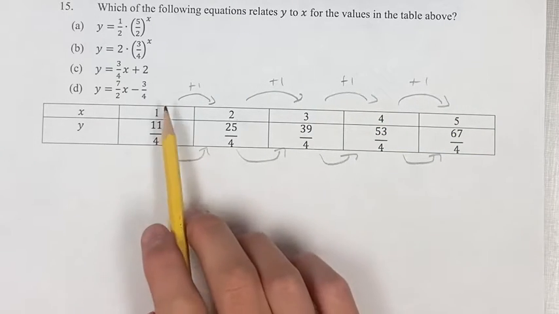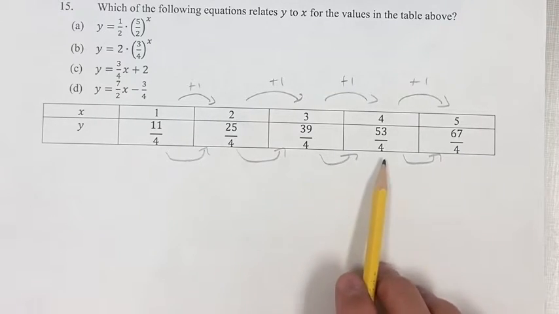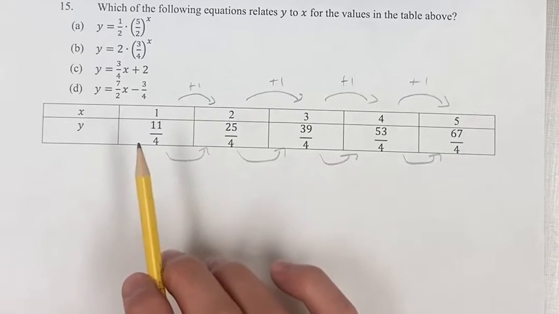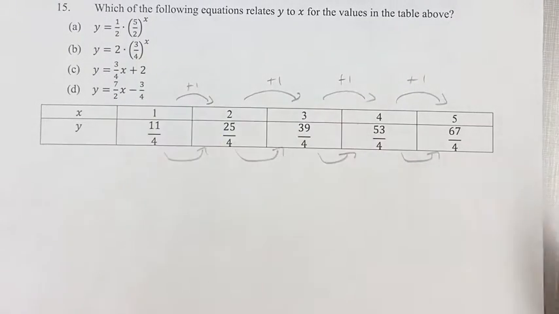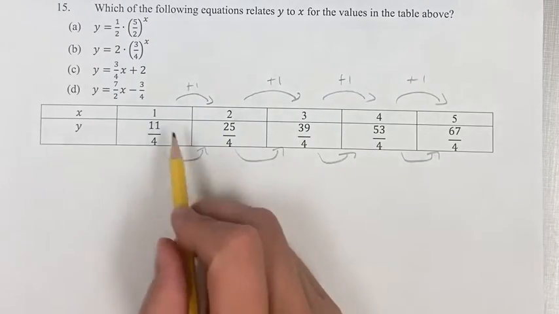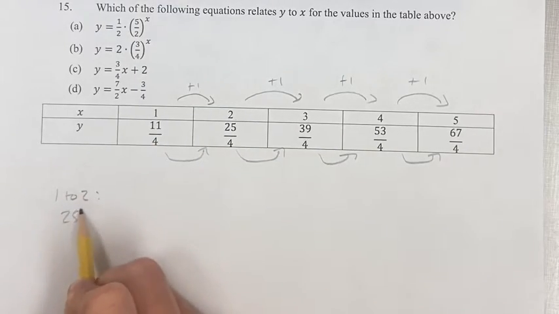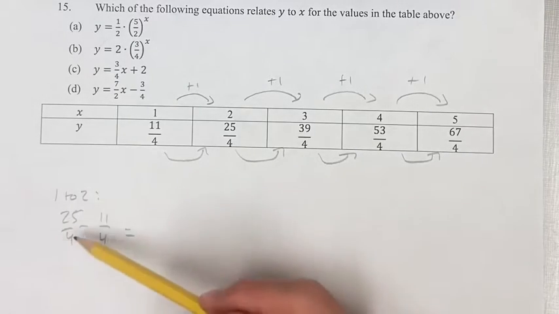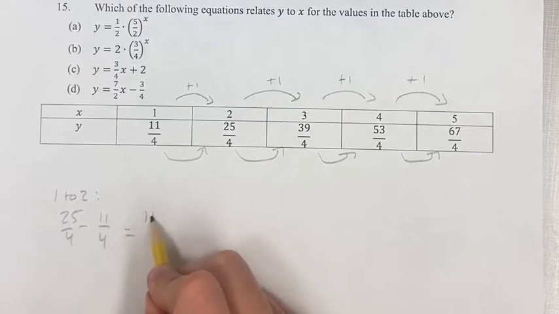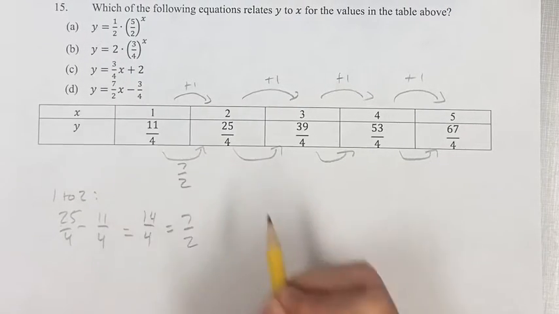So what we're doing is, since we know that we have even spacing of x here, if we have even spacing of y, then it's linear. And if we don't, if the distance between them is changing over time, that means it's exponential. So the difference from 1 to 2 is 25 over 4 minus 11 over 4. We have the same denominator here, so you just subtract the numerators and you get 14 over 4. So our change is 7/2.